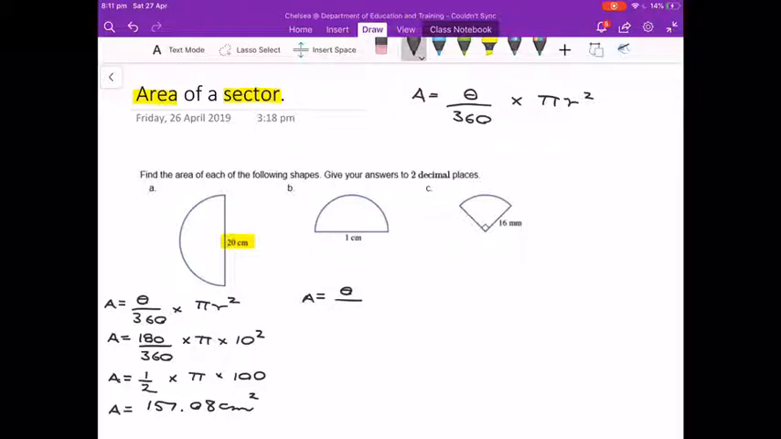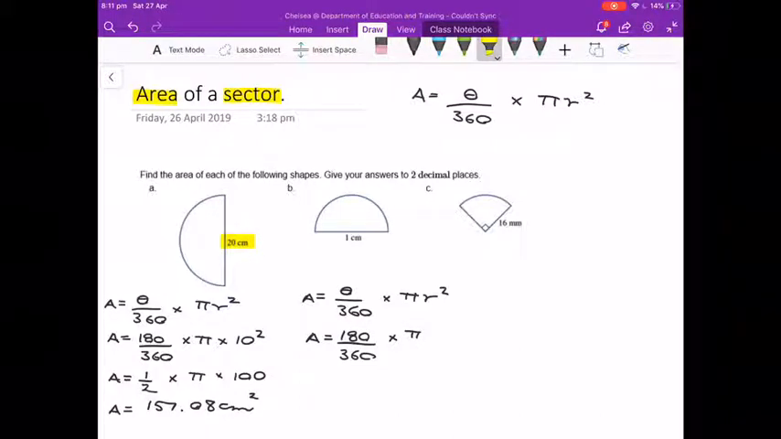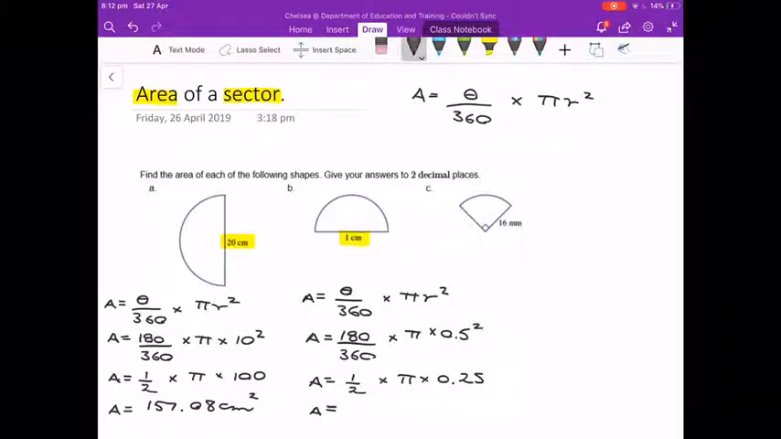Area equals however many degrees over 360 times pi r squared. I have another semicircle, so I have 180 degrees over 360. And again, just like before, we have a diameter of 1, so the radius is going to be 0.5 because a radius is half the diameter. And then I go through and simplify. Now 0.5 squared is 0.25. And the last step is to type it all into your calculator.